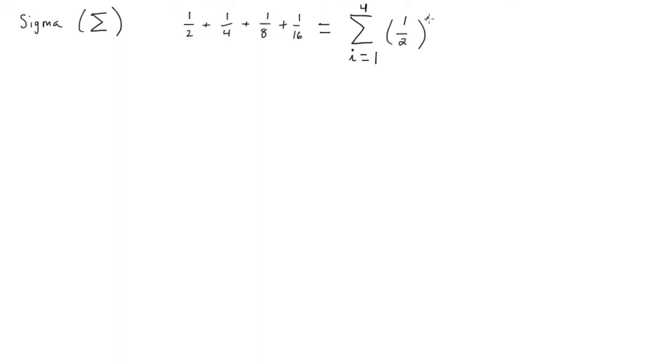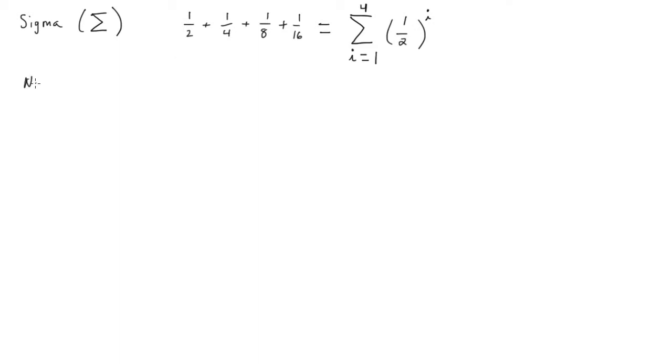So if my formula is 1/2 to the I, then when I equals 1, I get the 1/2. When I equals 2, I get the 1/4. When I equals 3, I get the 1/8. And when I equals 4, I get the 1/16. The sigma tells me to add all this up, and then we stop when we hit I equals 4. So this would just be the first 4 of these guys. Okay, so let's rewrite this a little bit.